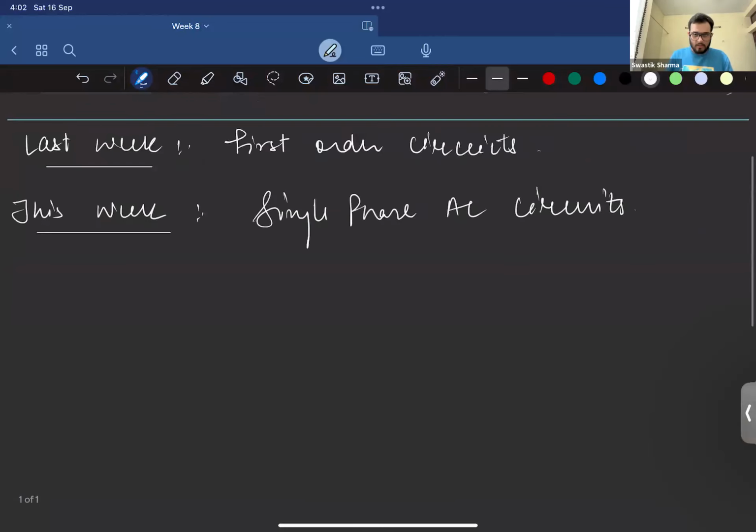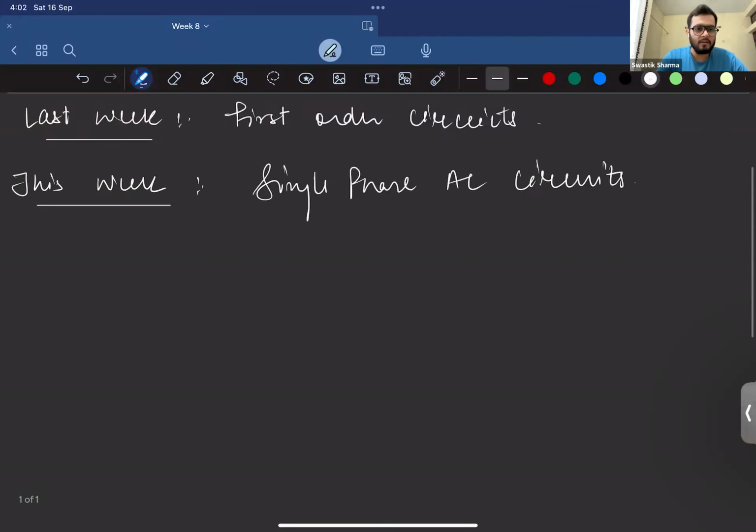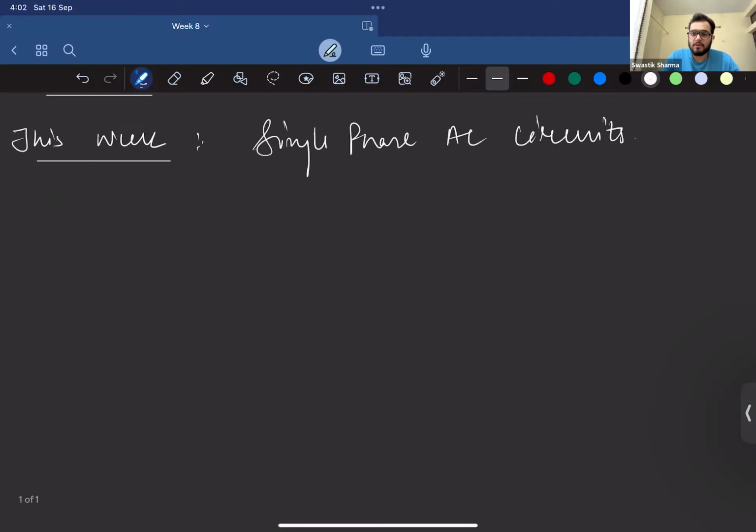So last week we discussed first order circuits. We solved some questions. We discussed how the first order circuits behave, how the corresponding differential equations are solved, and what the various characteristics are that help us govern first order circuit systems. Now we'll extend it and introduce single phase AC circuits.